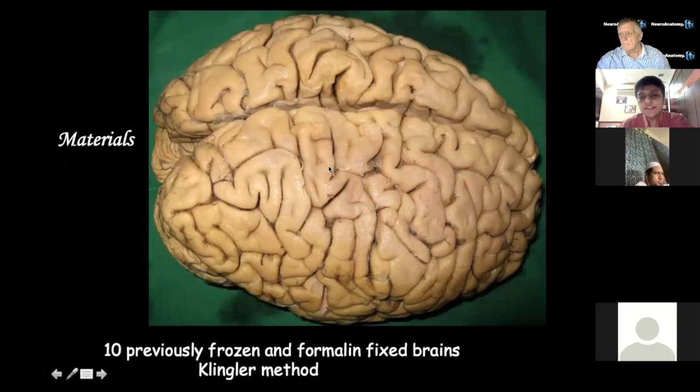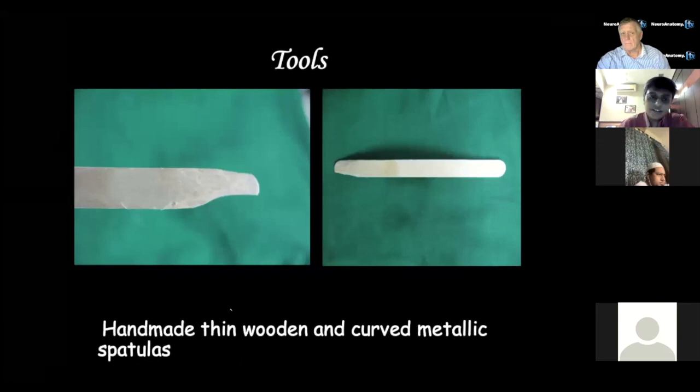So to begin the dissection, of course, you have to prepare the brain. As we discussed last time, the brain is frozen and formalin fixed, and the Klingler method of dissection was used for study. The tools that were used were basically handmade, thin wooden and curved metallic spatulas. Basically, we use these ice cream spoons that you have when you're having an ice cream candy, and we shaped it into various sizes and various thickness to perform the dissection.